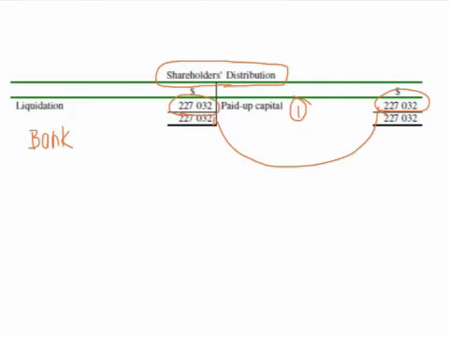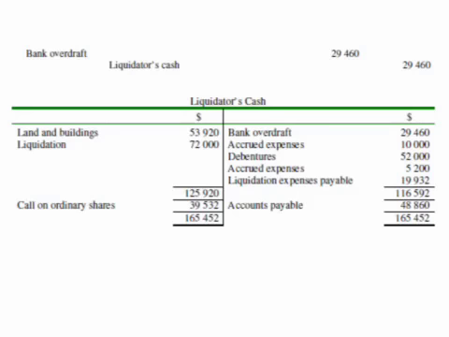Okay, now with that as background, let's look then at the journal entries that was posed for this question. Now remember, the purposes of the journal entries for the liquidation process is to record, first of all, the liquidator's actions in terms of the liquidation process, so the realization of the assets, the settlement of all the creditors, and then the calculation whether there's a deficit on liquidation that needs to be borne by the shareholders or whether there's a surplus that can be distributed to the shareholders.